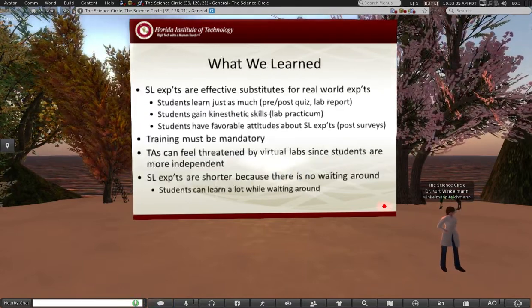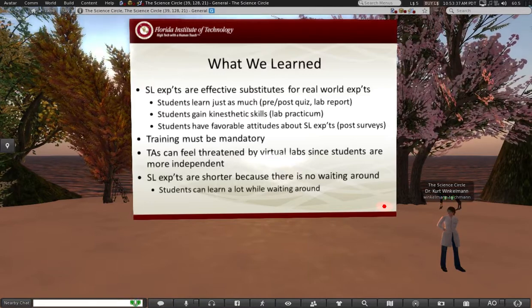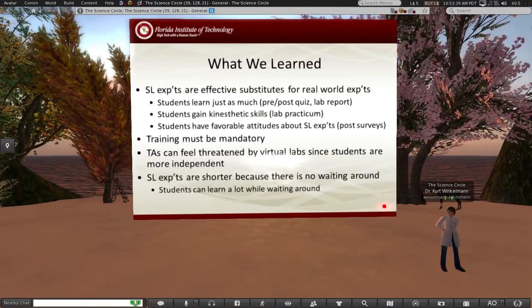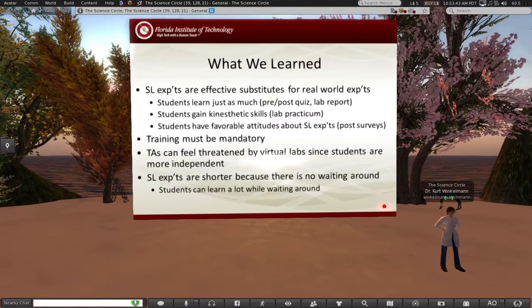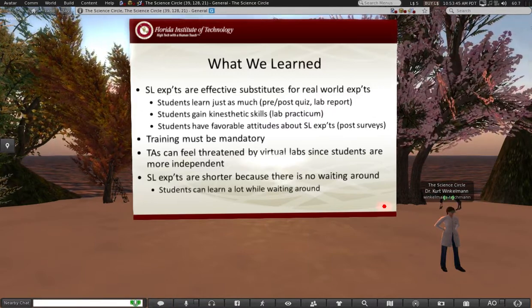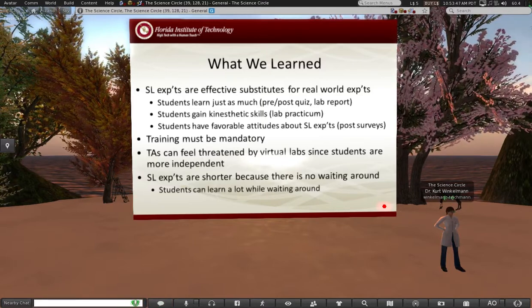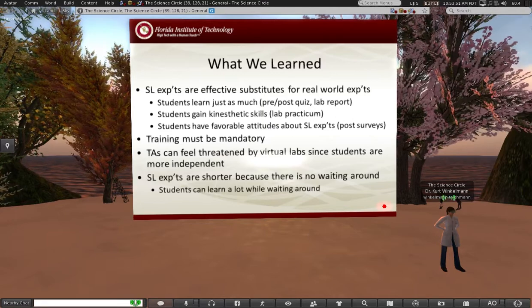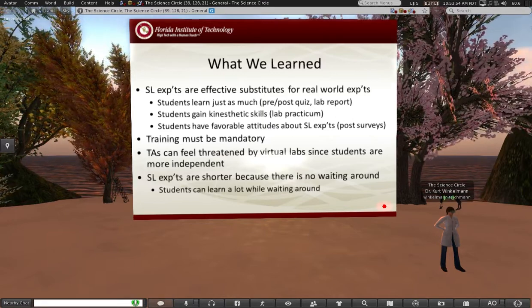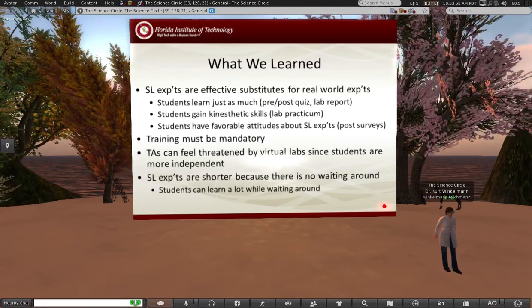So what did we learn? I think from this we were confident Second Life experiments are effective substitutes for real-world experiments. They learn just as much. They gain the kinesthetic skills. They have favorable attitudes about their experience in Second Life.